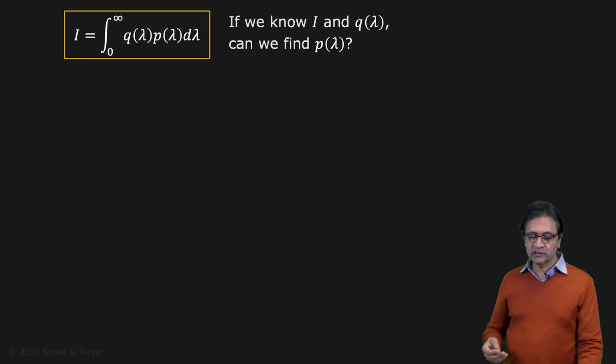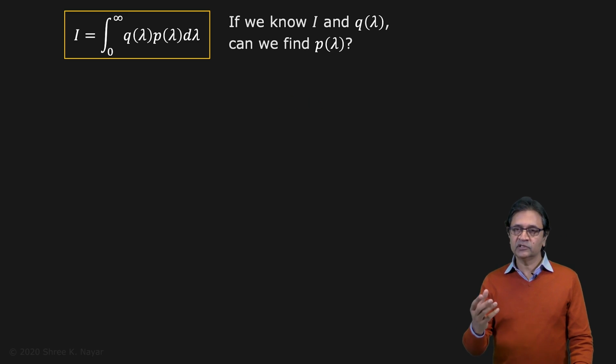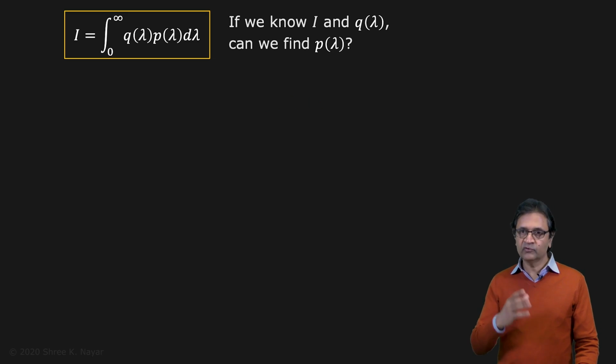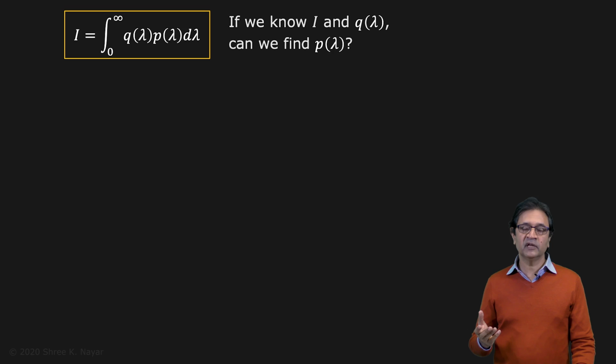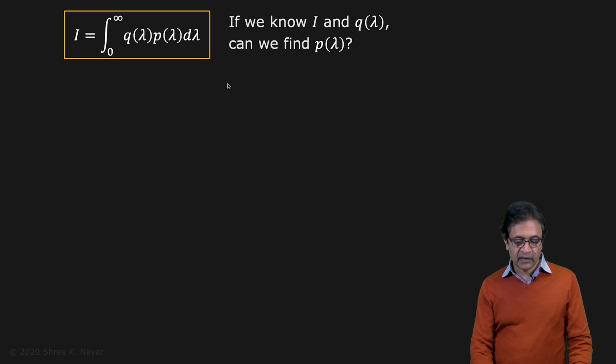Now the question is, if I give you I, which is the electron flux, and you of course know the quantum efficiency Q of lambda, can you tell me what P of lambda is? This function P of lambda, the spectral distribution. Well, the answer is no, because there are many P lambdas that I can multiply with Q lambda to get the same I. So how do we measure P of lambda?